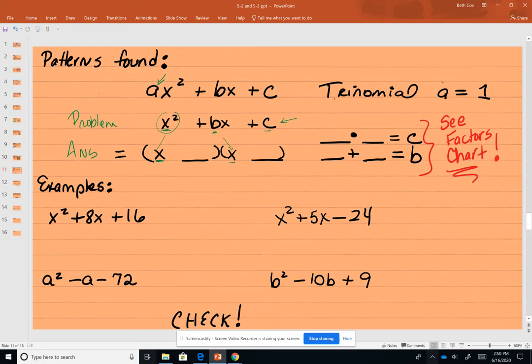So now let's watch. And I said here, see a factors chart? I've got a factors chart I'm going to show you. I'm going to switch over to it in just a second. So let's look at this and see what we've got here.